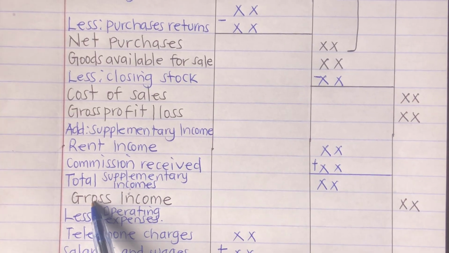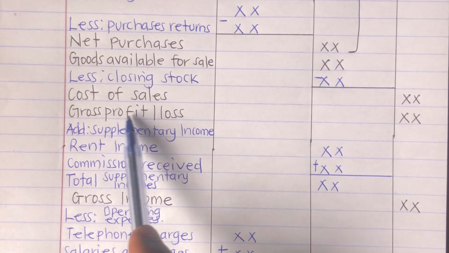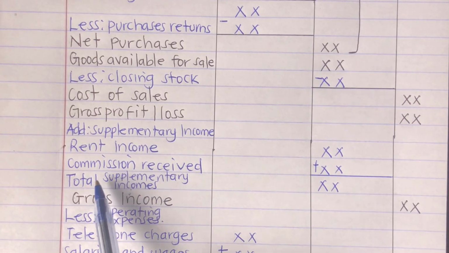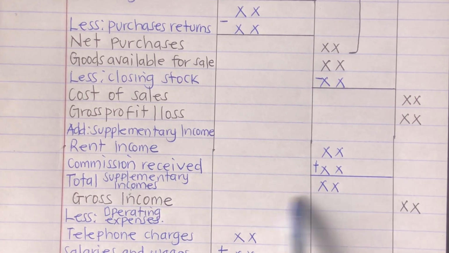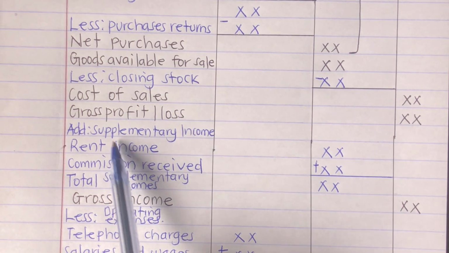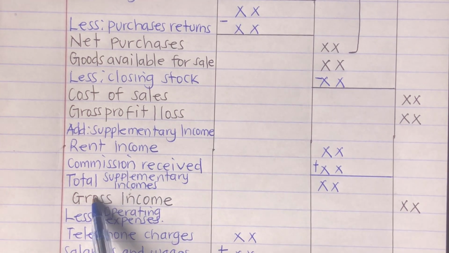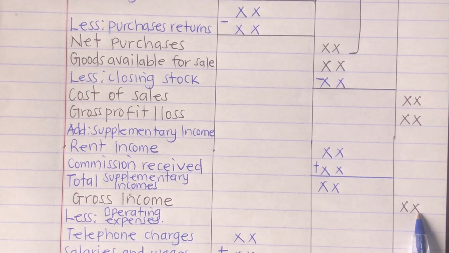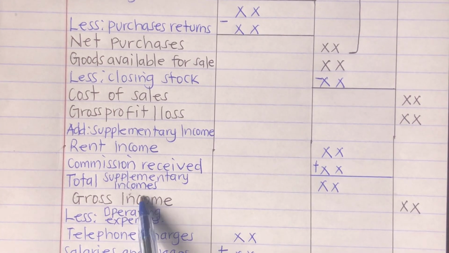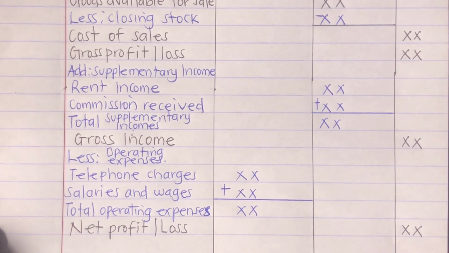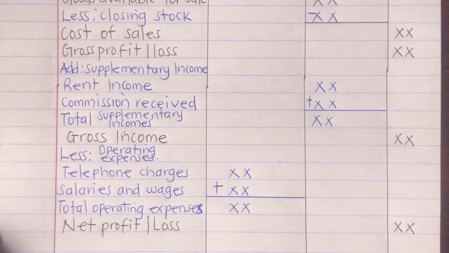The formula of getting gross income is gross profit or gross loss plus supplementary incomes. So we have our total supplementary income here. We add gross profit or gross loss plus supplementary incomes to get the gross income. So we have our gross income here. You post it in the last column here. Then after getting our gross income, we less the operating expenses. You come and less the operating expenses here.